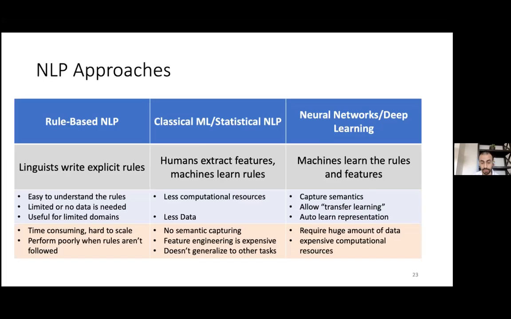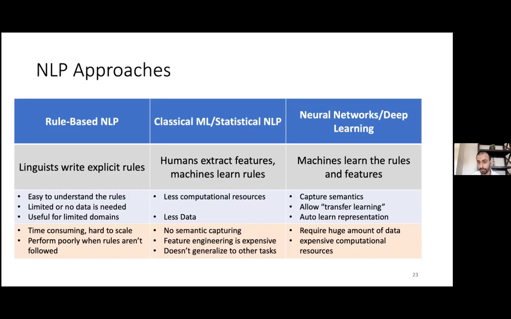Classical machine learning uses less computational resources when you compare it with deep learning. It requires less data. However, it doesn't capture semantics. For instance, it's hard to capture the semantics that know apple and orange are very similar. Feature engineering is also expensive. It's hard to generalize to other tasks. For instance, if you design a sentiment analysis system, it's hard to generalize that to something like sarcasm detection.